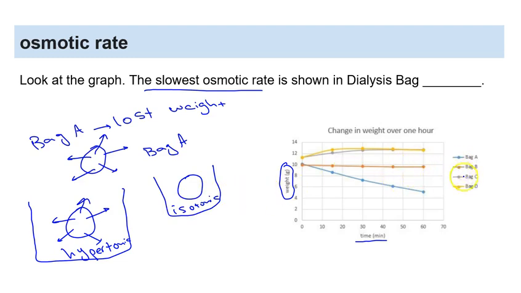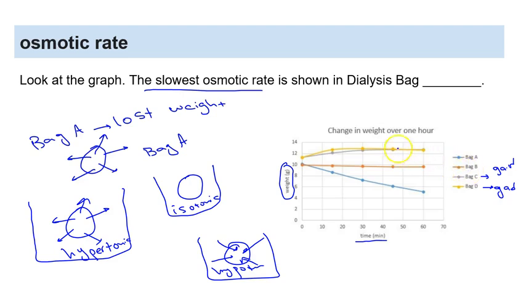And then look at the bag C, which is the gray color. It means the bag C also gained weight. So it gained weight exactly like our bag D. These two gained weight. It means that we placed them inside of the hypotonic solution as the water went inside, and that was the reason our bag weight has been increased.